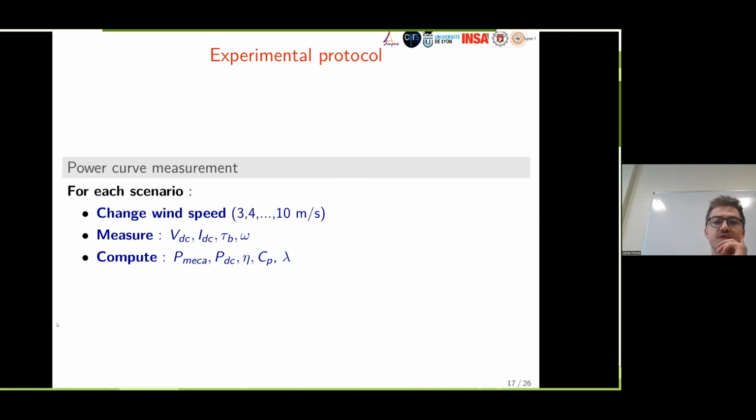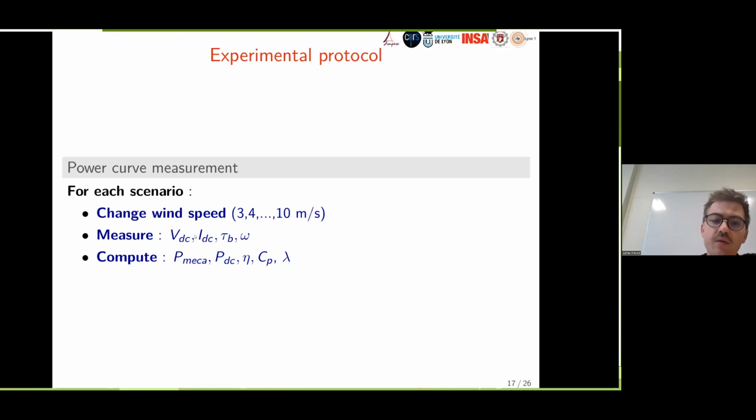So here is the experimental protocol. We've used a fixed steady wind. We've used static power curve measurements. So we've measured from 3 to 10 meters per second. We focused on zone 2, which is the maximum power point tracking zone.